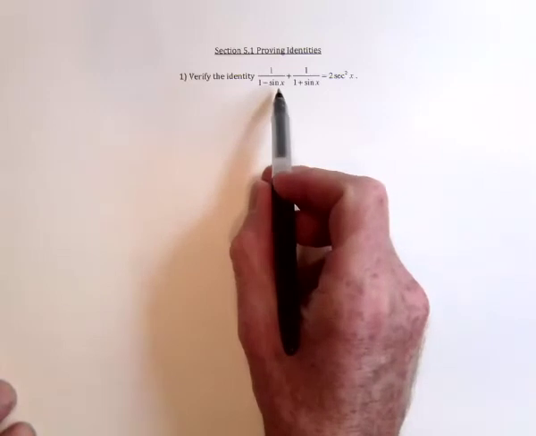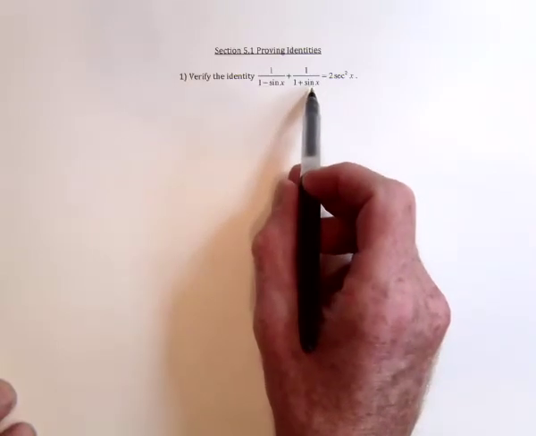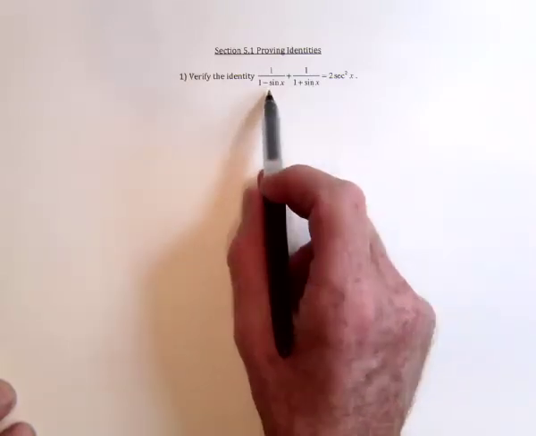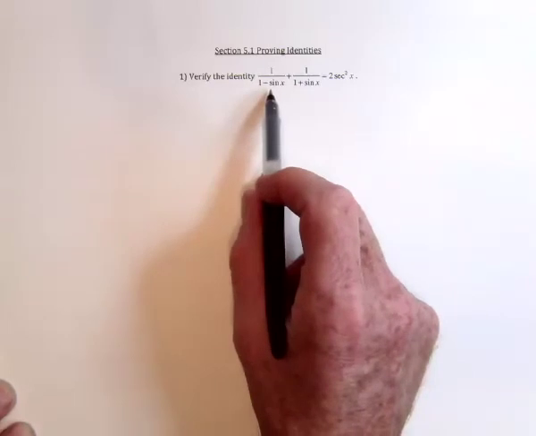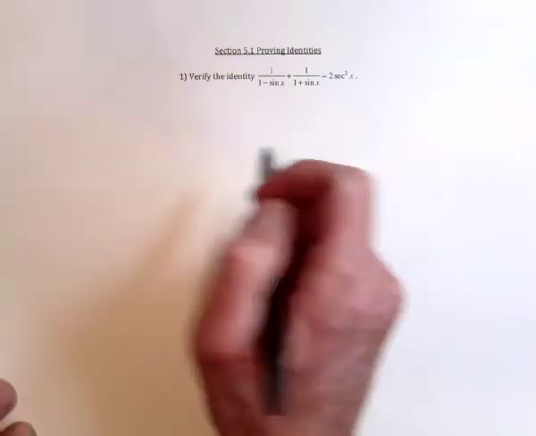Usually when proving identities, we start with the side that has more things to work with. And here that's going to be the left-hand side. We're going to need to combine these two fractions, so we'll need a least common denominator, which is going to be the 1 minus sine of x times 1 plus sine of x.